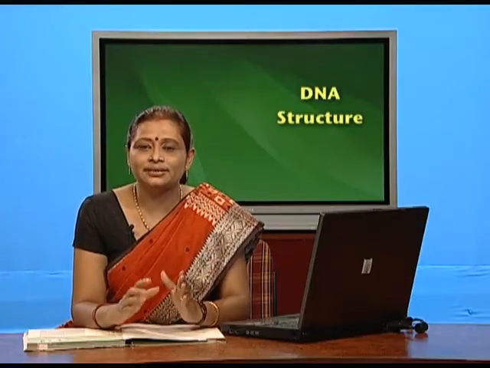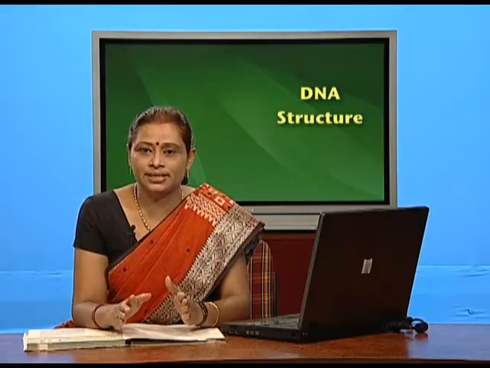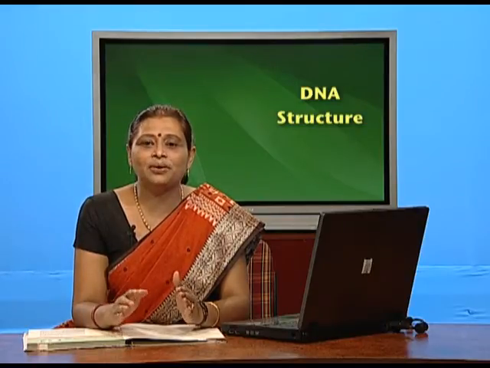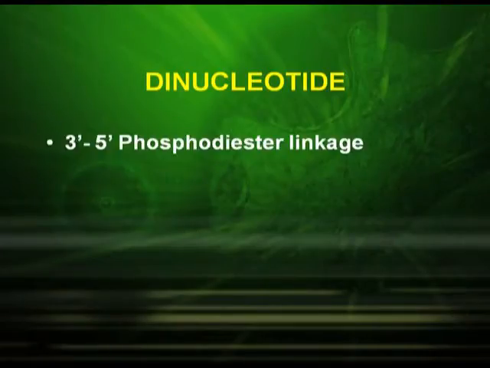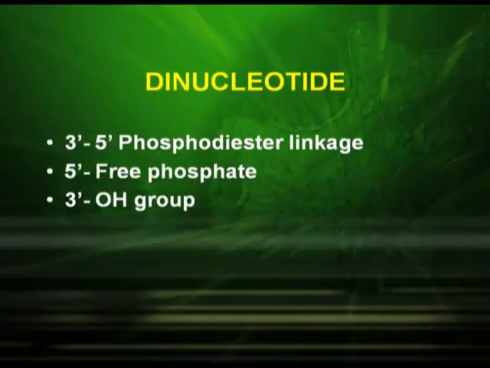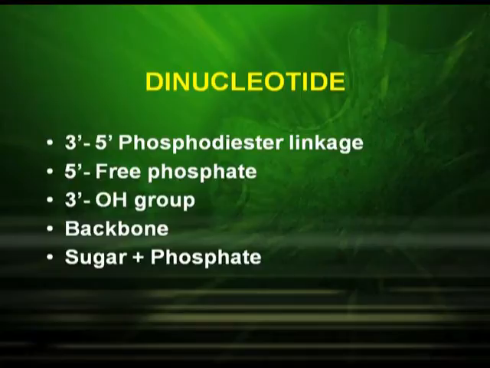Now, let us see how two mononucleotides are joined together to form a dinucleotide. A 3', 5' phosphodiester linkage joins the two nucleotides together. There is a 5' free phosphate group and the backbone is made up of sugar and phosphate.